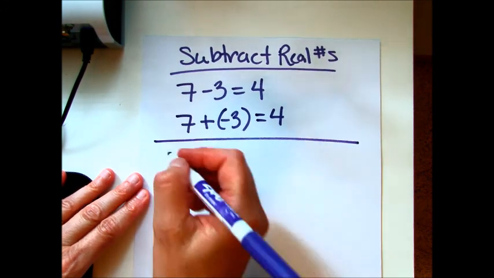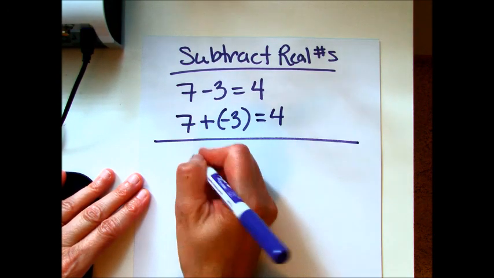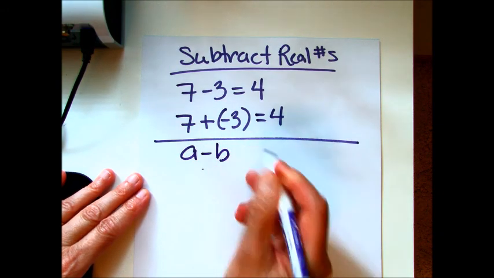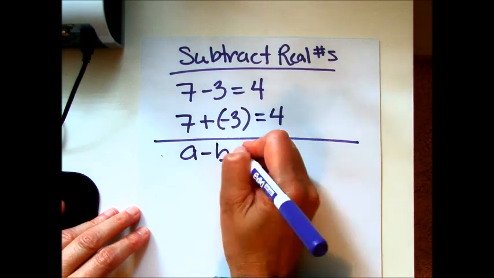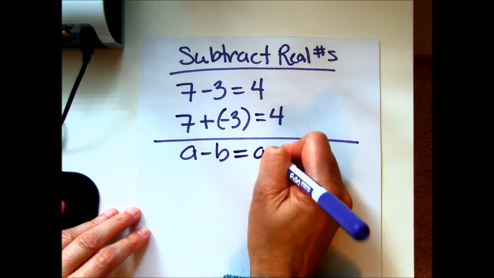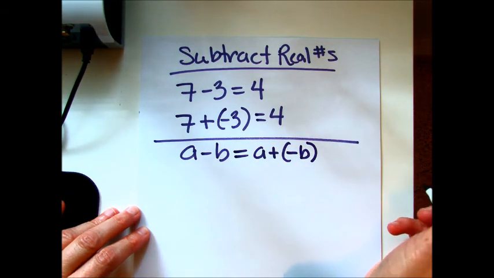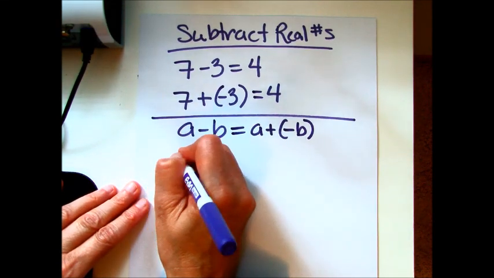So there's basically a rule that says, and I wrote out numbers here, but with letters, A minus B is equivalent to A plus the opposite of B. Okay?